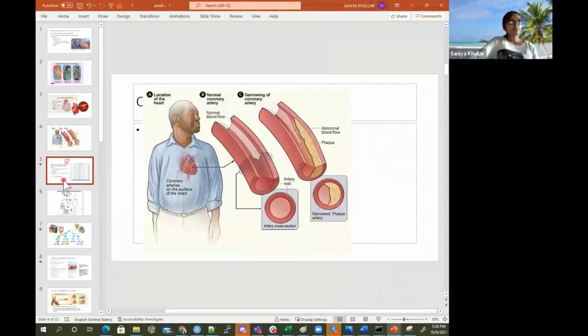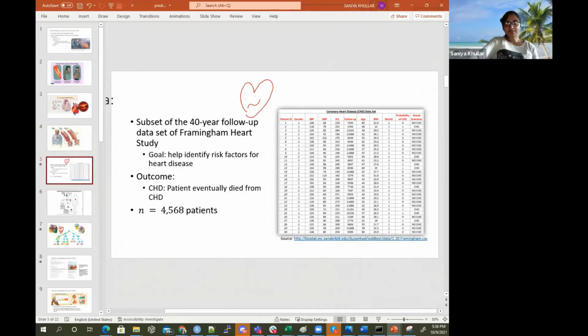That's sort of what the data I was looking at is like, for instance. I was looking at a cohort that had about 4,568 patients. This is the patient ID, gender, systolic blood pressure, diastolic blood pressure, serum cholesterol, age, body mass index. And we have the actual outcomes for these people, like did they actually end up developing coronary heart disease or not?